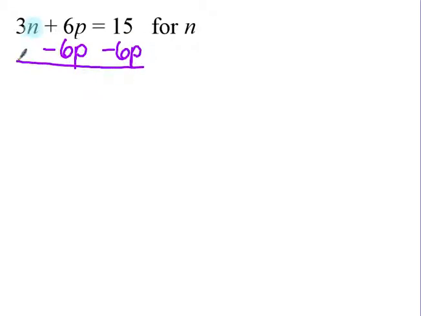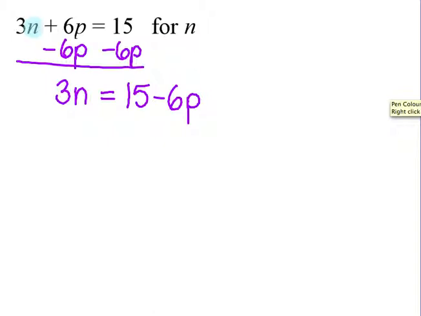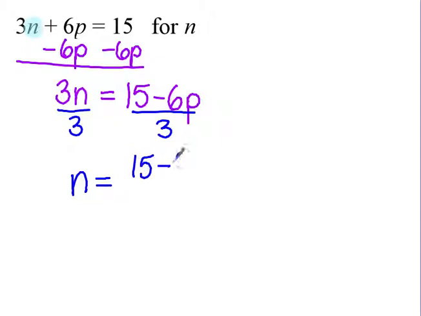On the left, what are you left with? 3n. On the right, what do you have? 15 minus 6p, very good. What do you do now? Divide by 3. So here's what I get: 15 minus 6p all over 3. But I'm going to tell you right now, that's not my final answer.